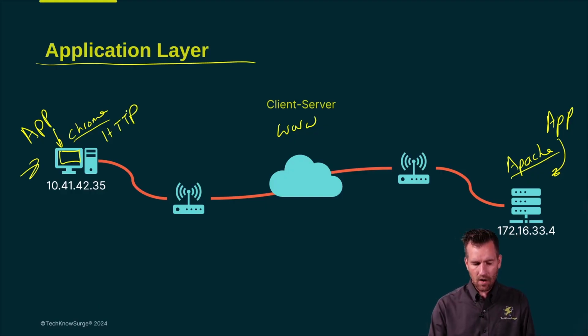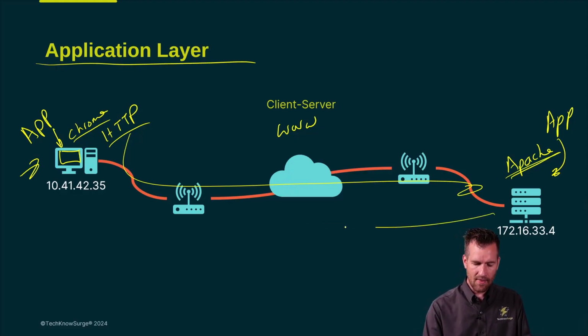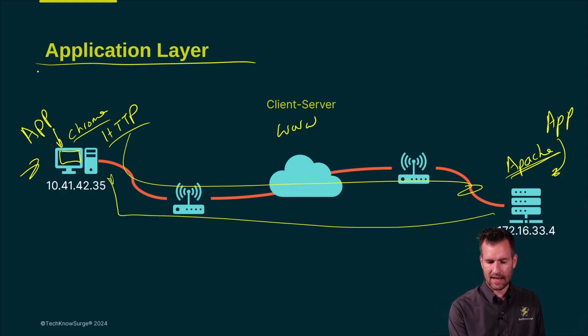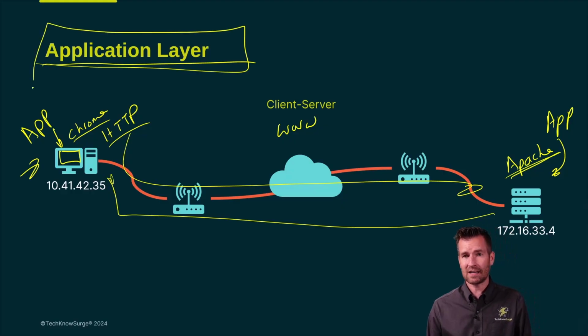And so now we have a protocol that's going to make the request on this side to this Apache server, and then there's going to be a response that comes back. So that's the application layer. The application layer is just 2 applications talking to each other.